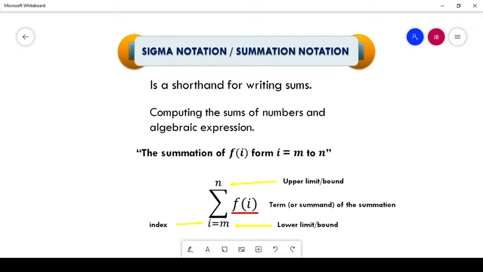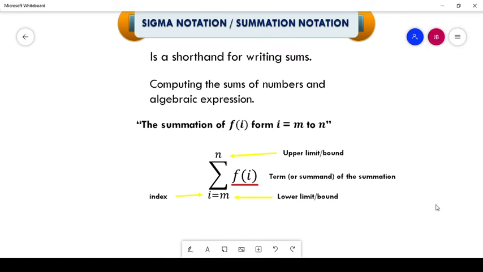Okay? Now, how are we going to read this sigma notation that we have right now? We read it as the summation of f of i from i equals m to n, or the sum of f of i from i equals m to n, or it can be read also as the sum of f of i between m to n. Okay? Now, we have several parts of this sigma notation. So, let us discuss it one by one.